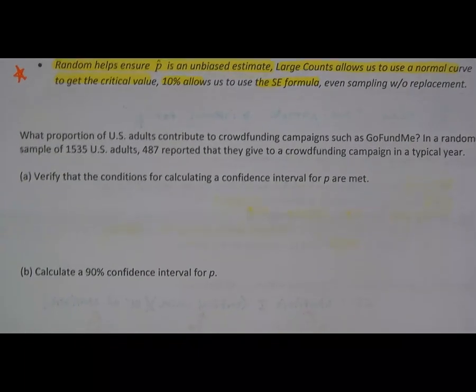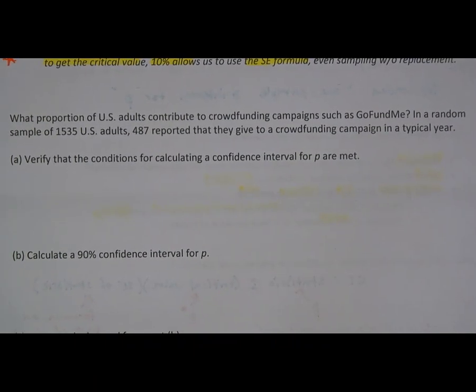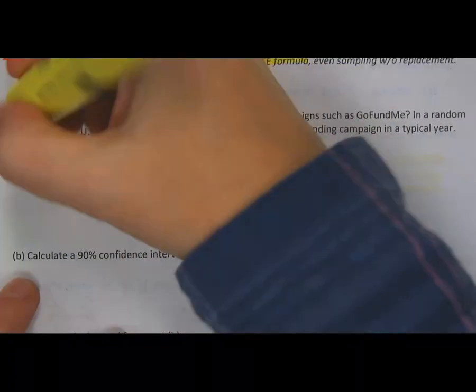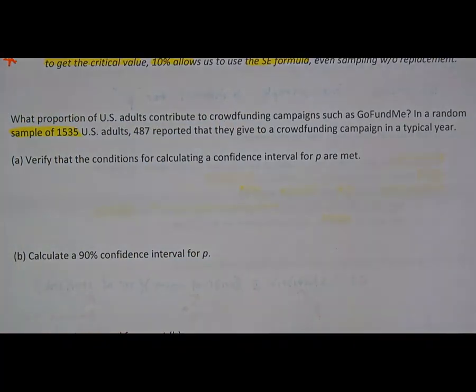All right, let's try applying what we've learned so far. What proportion of U.S. adults contribute to crowdfunding campaigns like GoFundMe? In a random sample, the sample size is 1,535 U.S. adults, gathered randomly. 487 reported that they give to a crowdfunding campaign in a typical year. Part A: verify that the conditions for calculating a confidence interval for p are met. Let's take that one little bit at a time.